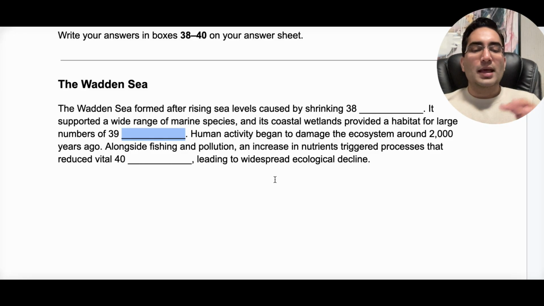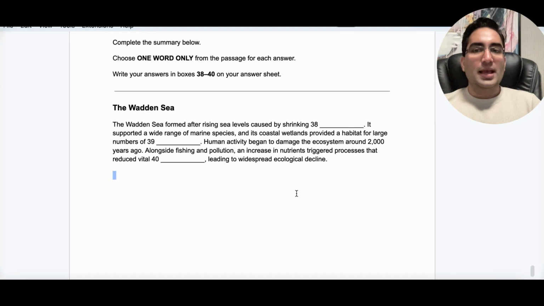But again, I'm looking for something that has large numbers of something. And also, my key is things like wide range of marine species, coastal wetlands, anywhere where that is mentioned, I'm going to look for that. And then I'm simply going to look for provided a habitat for large numbers of, and so on. So I'm predicting the answers. I'm also looking at what are my clues that'll help me get to that part of the passage. And with this combined, I'll be able to find my answers.